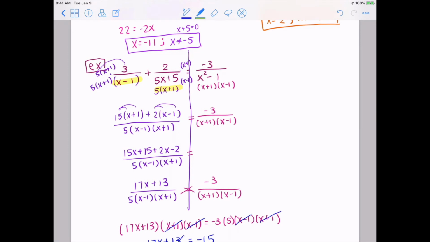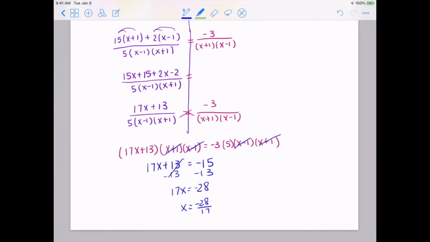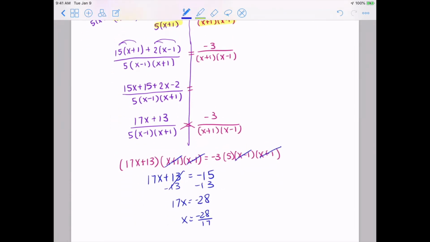Now look at all 3 of your denominators. I cannot have a 1 and negative 1. Okay, so you can say x cannot be negative 1 and 1. That's it.